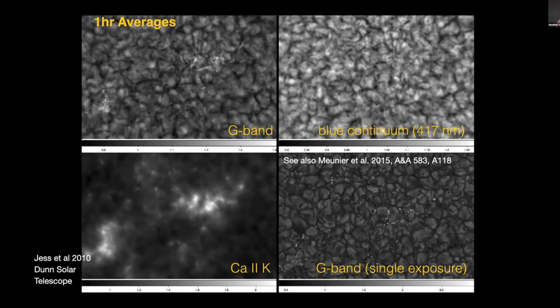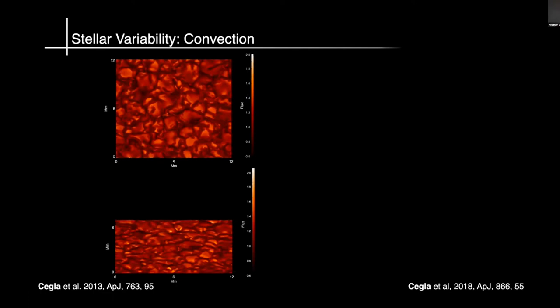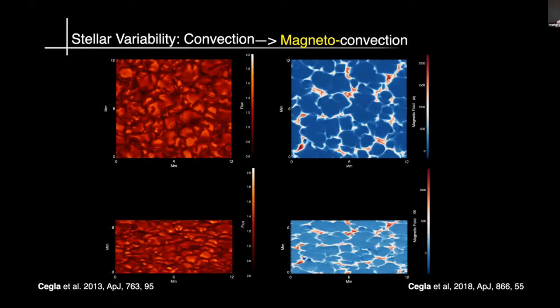And so averaging them out is not going to be the most ideal way of dealing with that variability. But of course now, every time we say convection or magnetic, what we really mean is magnetoconvection. So when we talk about granulation, we mean magnetoconvection. So I'm showing you some simulations here, but they do a good example of showing you how the continuum intensity on the left maps to the magnetic field on the right. And you can get kilogauss fields weaving in between these granules.